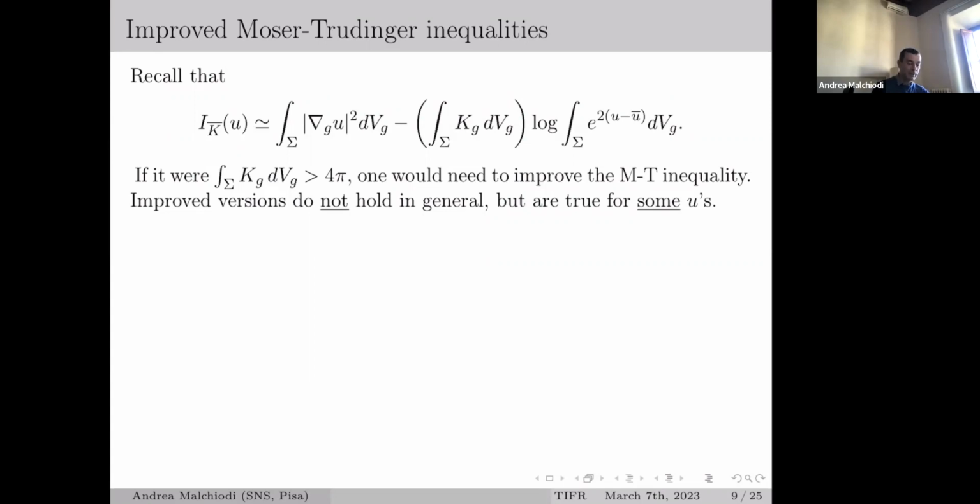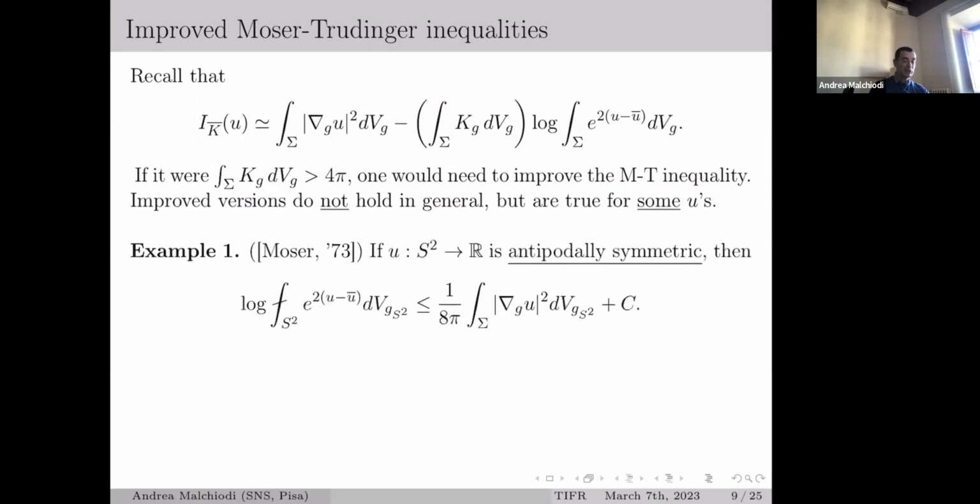So let me show some examples. A classical one is by Moser in 1973. He considered functions on the sphere which are antipodally symmetric. So embed your sphere in R3 and you require that u of x is equal to u of minus x. Then in this case, you have a Moser-Trudinger inequality, but with an improved factor. So you have 1 over 8 pi instead of 1 over 4 pi, which means that you are able to reduce the multiplying constant by a factor 1/2.